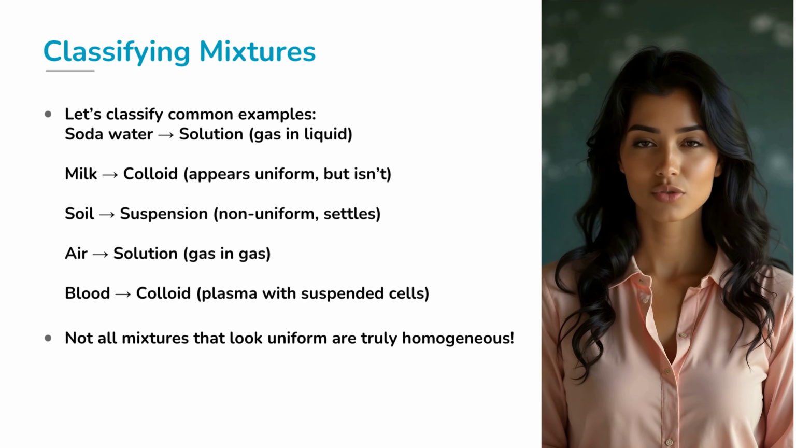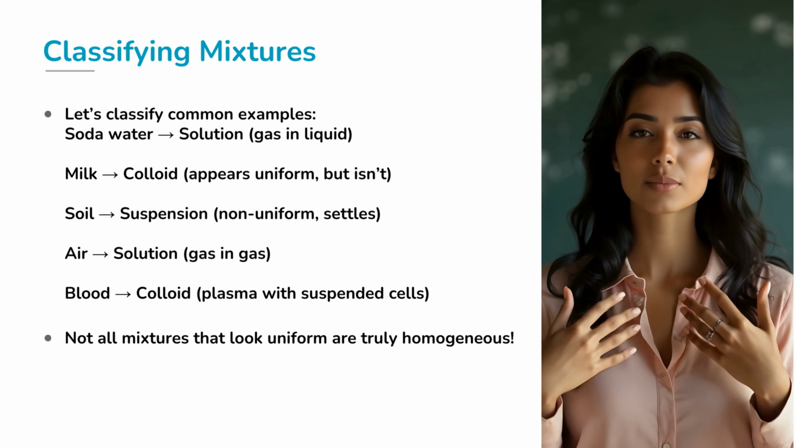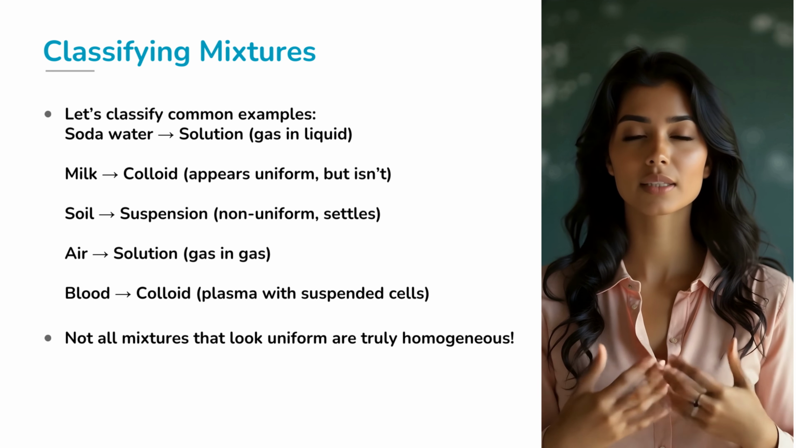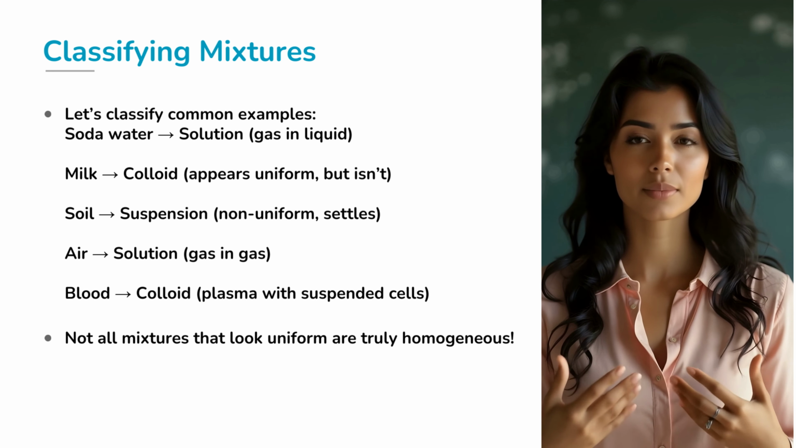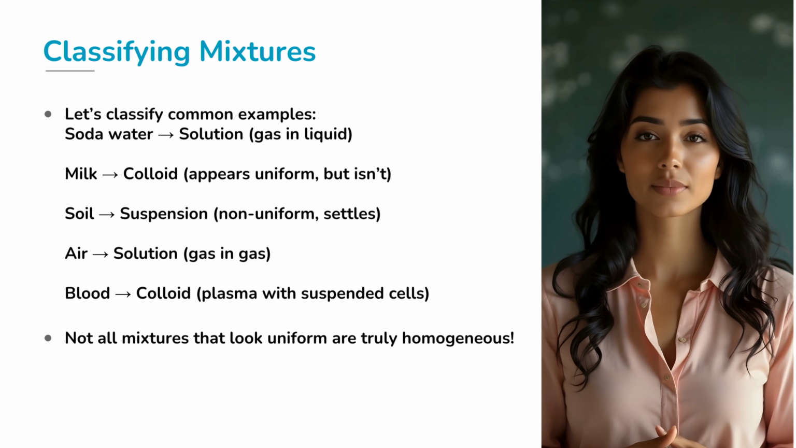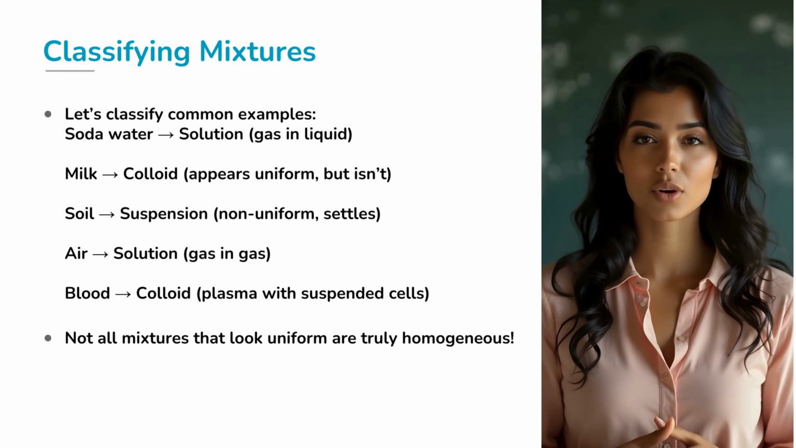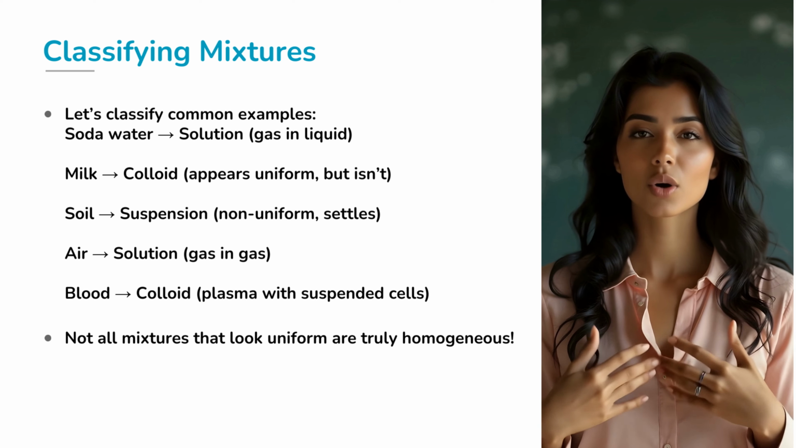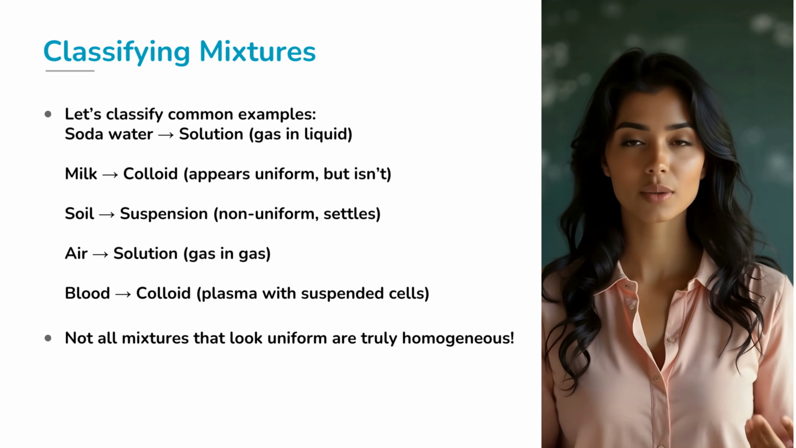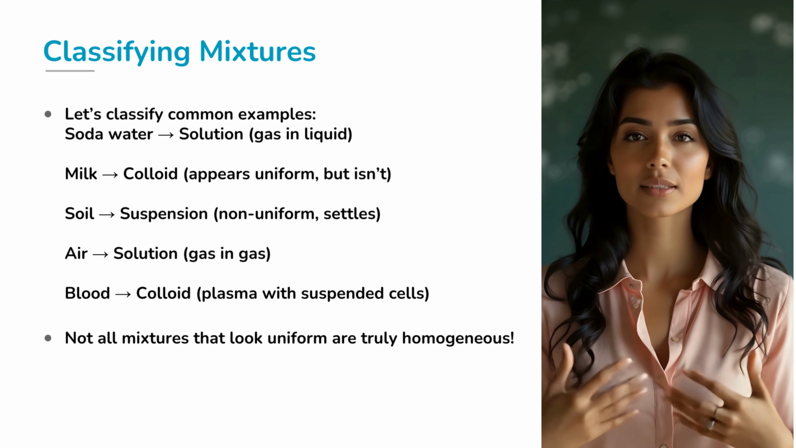Milk looks uniform, right? But it's actually a colloid, a heterogeneous mixture with tiny particles that scatter light. Soil, definitely a suspension. It's non-uniform and its particles settle when left undisturbed. Air, yes, even air is a solution. A uniform gas mixture of nitrogen, oxygen, and more. Blood, a fascinating colloid with plasma as the dispersion medium and suspended cells as the dispersed phase.